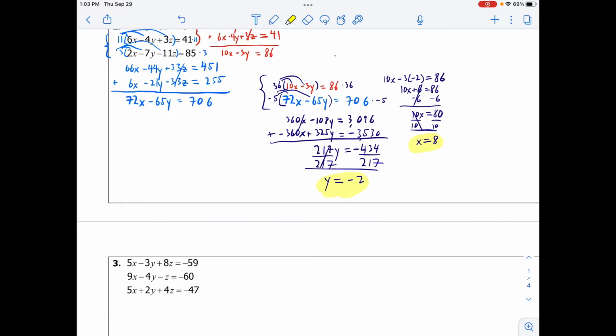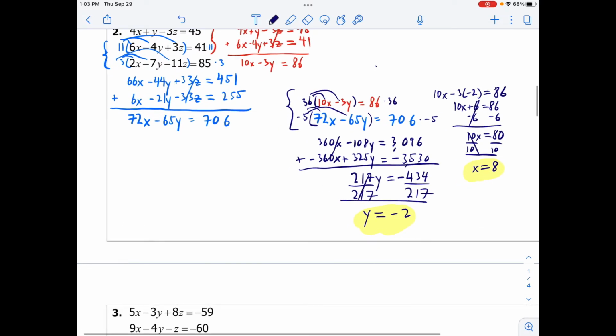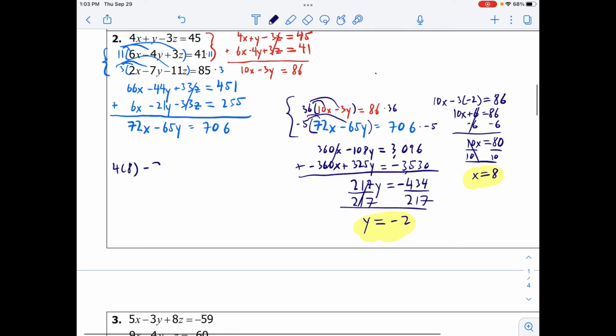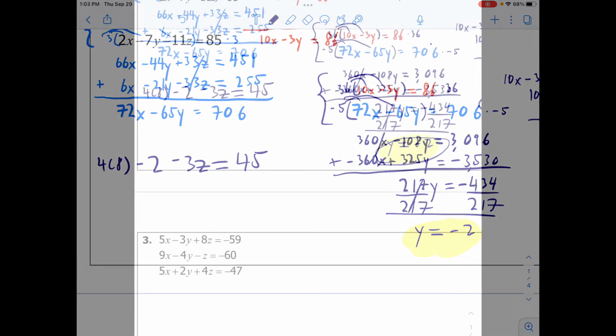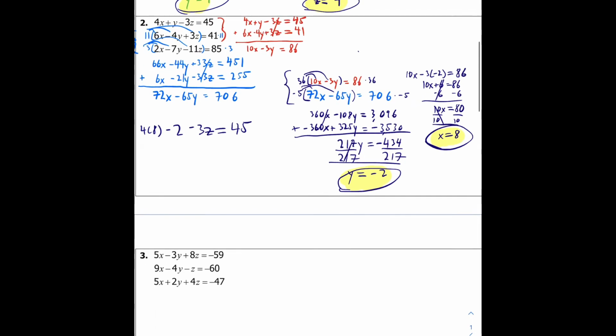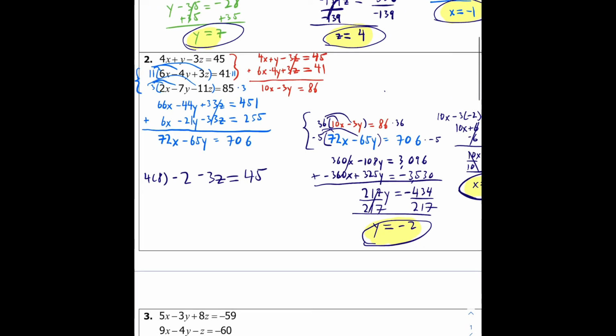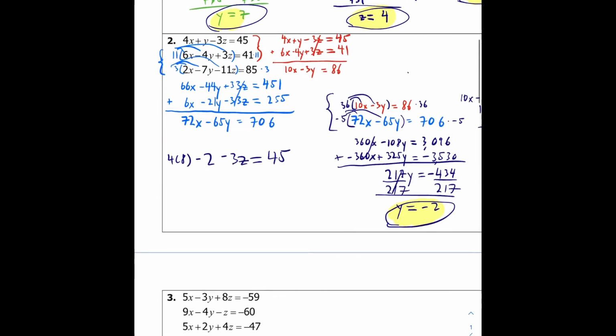Right, and then I compare, so then I can plug this y and this x into this top equation and solve for z, okay? So I have 4 times my x, which is 8, so 4 times 8, plus my y, which is negative 2, so it's just going to be minus 2. And then minus my 3z, that's going to equal 45. All right, so we got our y coordinate, we got our x variable, okay? So we can plug both of those into this top equation for x and for y, so that's what I did right here.